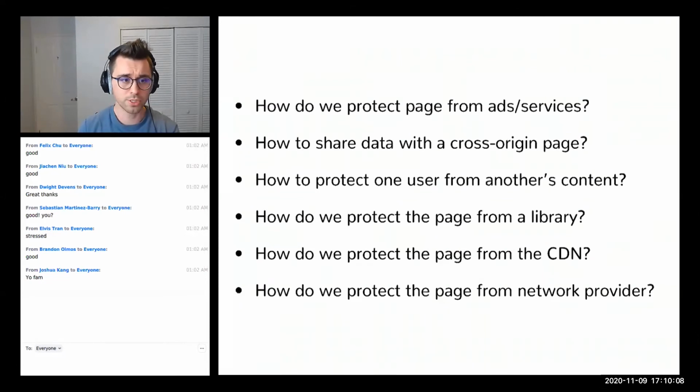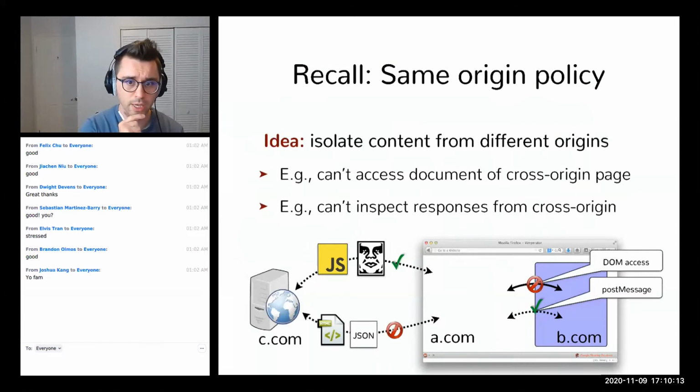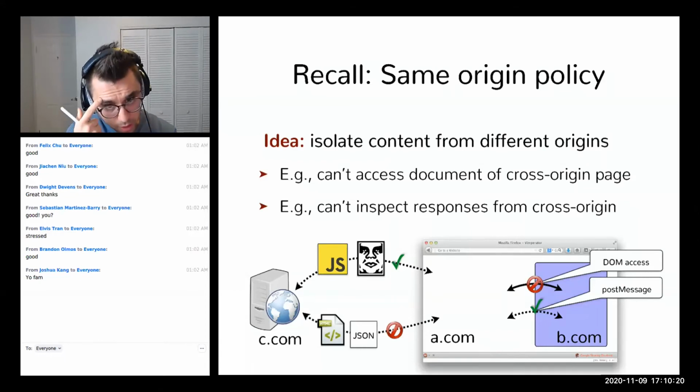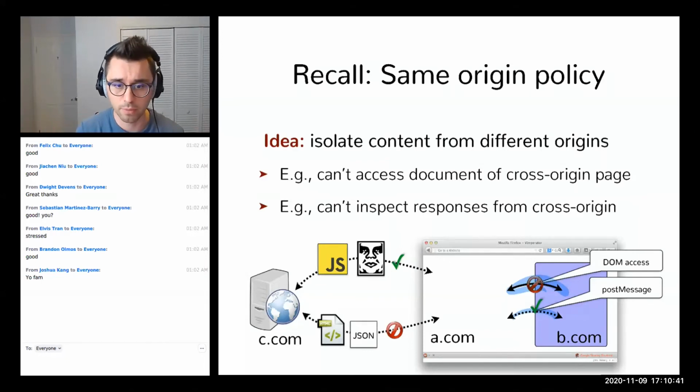We're going to answer all these questions with a bunch of different mechanisms, but we're going to start by looking again at the same origin policy. The whole idea of the same origin policy is that it lets us isolate content from different origins. On this slide, I have a.com and an iframe to b.com. The same origin policy ensures that I can't access the DOM of b.com directly, but I can communicate with b.com using postMessage in the browser. If I have an iframe, I can send a message and it can reply back with another message.